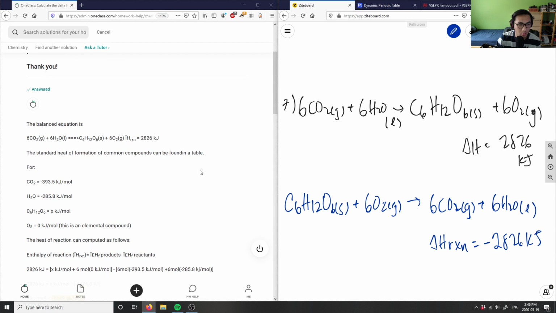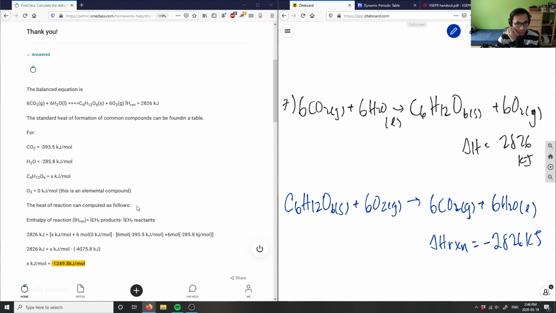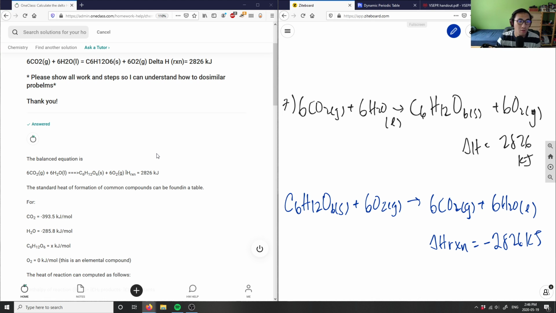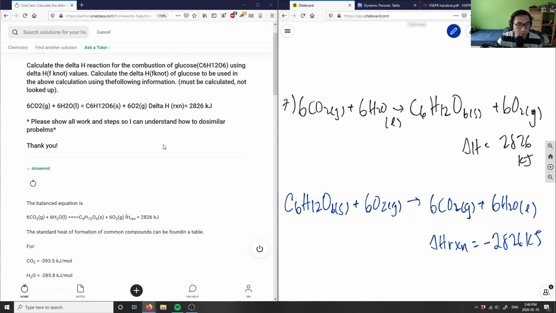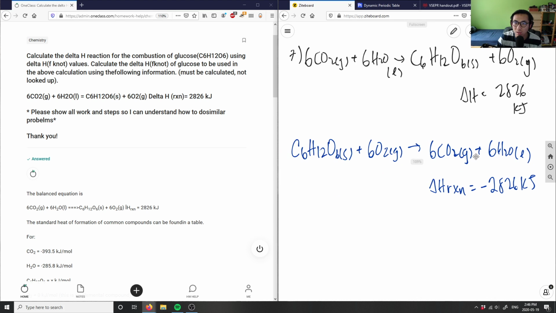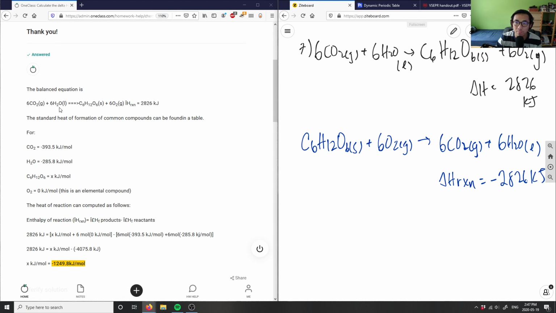So they want the kilojoules per mole, right? So we want to figure out how many moles are given here. We have to find the standard heat of formation. I'm not given the table, so I'm just going to look at a table. For CO2, it's negative 393.5, and so on and so forth. If I have the standard heats of formation, I can use Hess's law to figure out our enthalpy of reaction, right? Let me figure this out first.